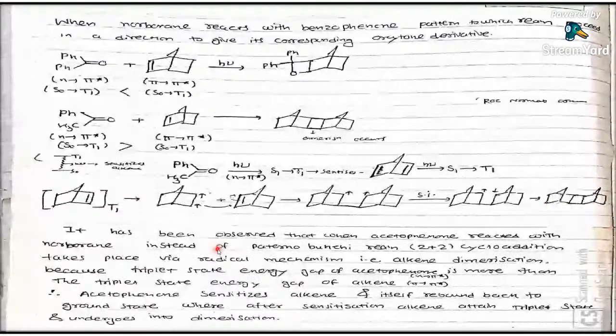2 plus 2 cycloaddition takes place via the radical mechanism, that is alkene dimerization, because the triplet state energy of acetophenone is more than that of the alkene, which we have already seen. Therefore acetophenone sensitizes the alkene and itself returns to the ground state, where after sensitization, the alkene attains the triplet state and undergoes dimerization.